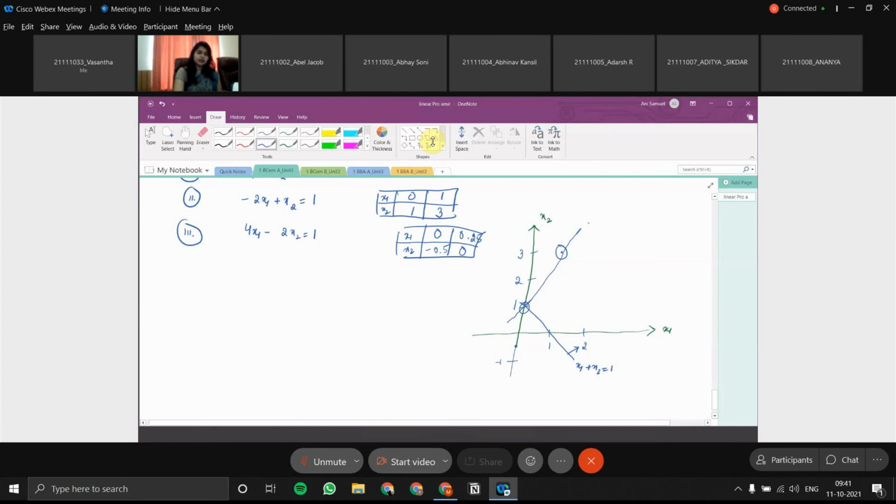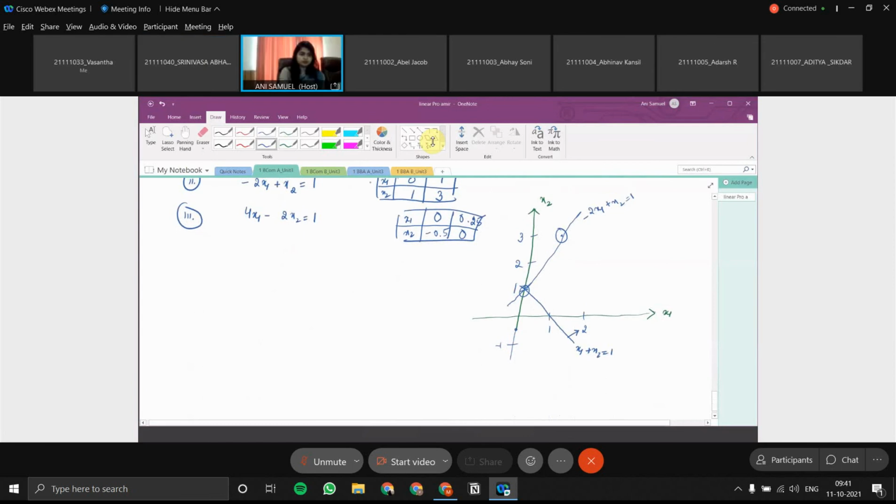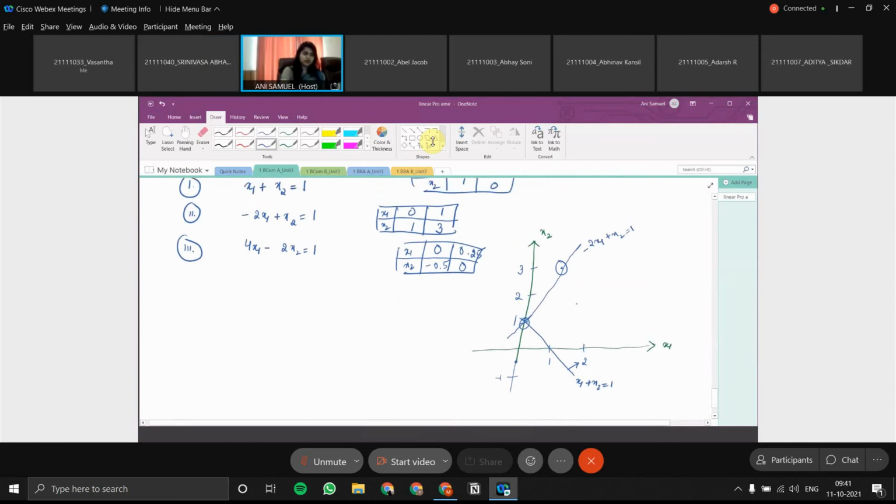Now tell me, above or below. This is 2x1 plus x2 is equal to 1 and the condition is less than or equal to. Below. It is showing below. Okay, fine. Everyone has understood this concept, no? Everyone?